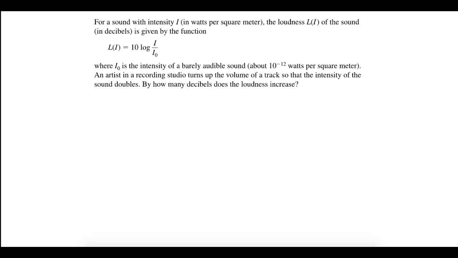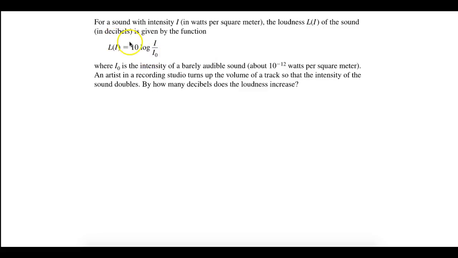Okay, for the last video in this section, we are going to look at applying the different properties to a word problem. So here's our problem. We've got a sound with intensity I in watts per square meter. The loudness L of I of the sound is given by the function L of I equals 10 log of I over I sub 0. I sub 0 right here is just the intensity of a barely audible sound.